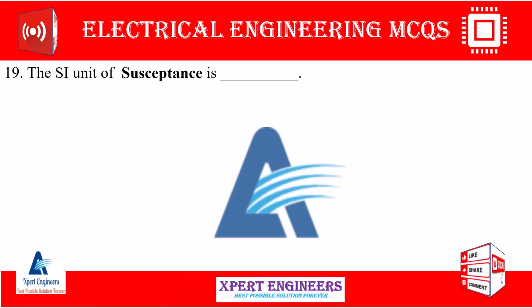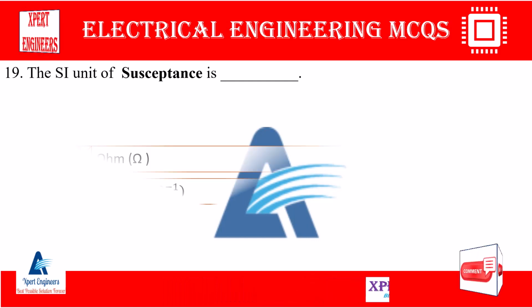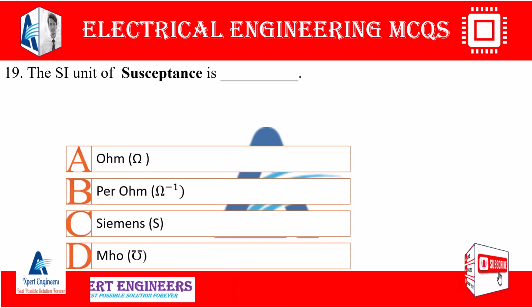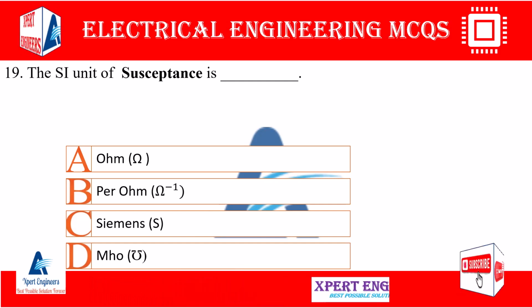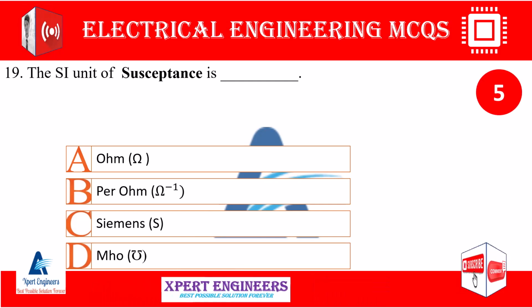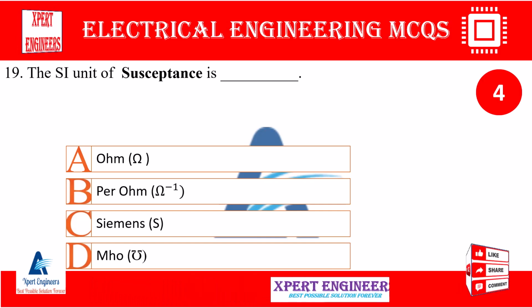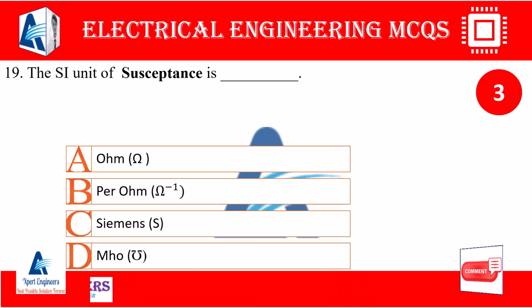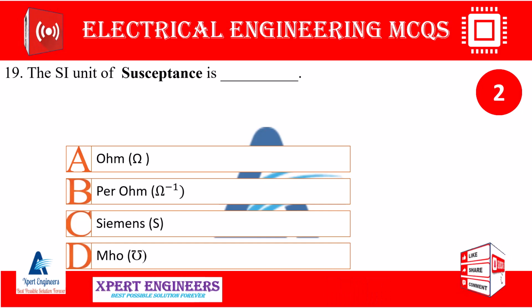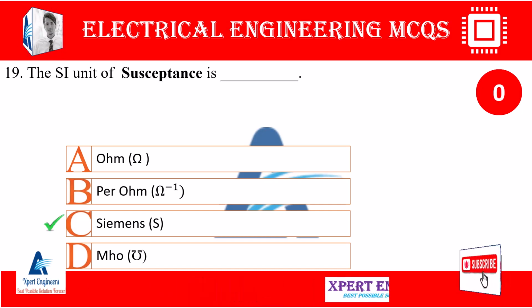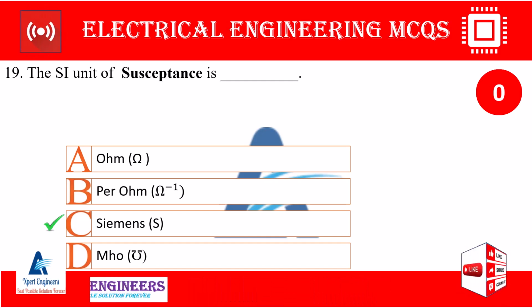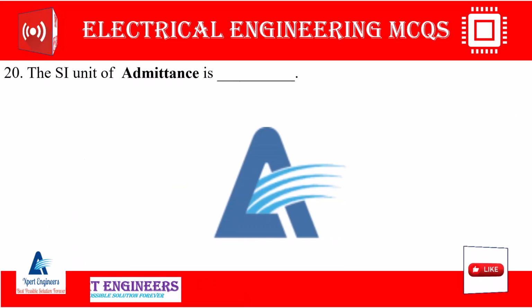The SI unit of susceptance is dash. A, ohm, B, per ohm, C, Siemens, D, mho. The correct option is C, Siemens. The SI unit of susceptance is Siemens.